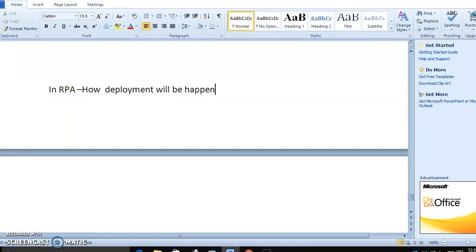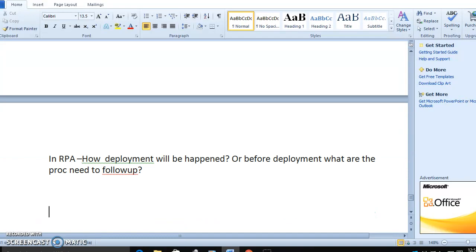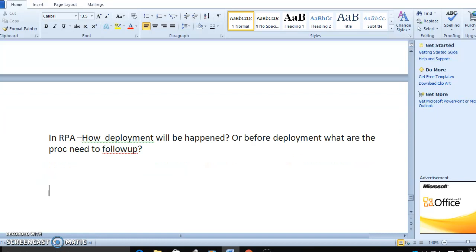Deployment will happen. Or before deployment, what are the procedures we need to follow? Moving to deployment, the first thing is the deployment cutover document has to be prepared.